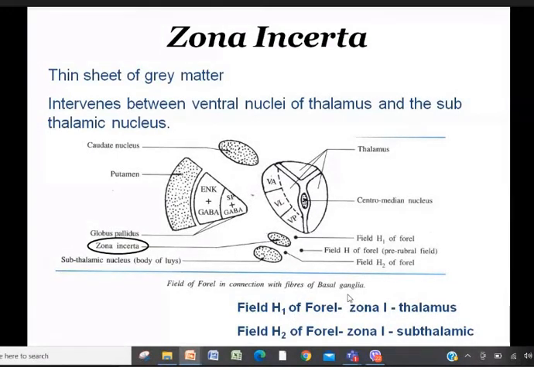There are three fields. Where do they lie? Field 1 lies between the zona incerta and the thalamus, and field 2 lies between the zona incerta and the subthalamus.